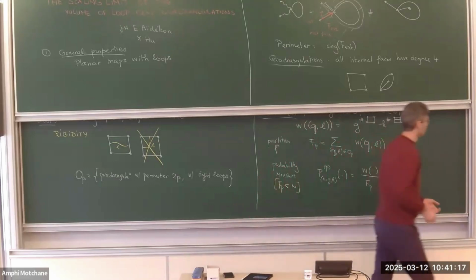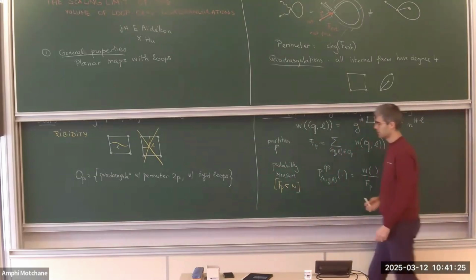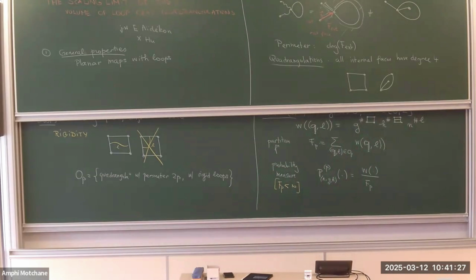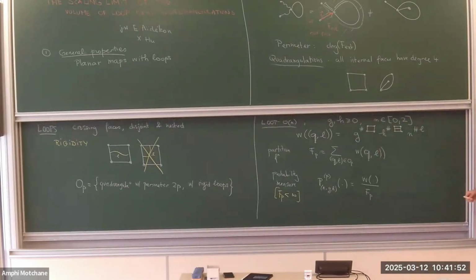Okay. So the first important thing to look at is whether this partition function is finite or infinite, if we want to define a probability measure. And so there's a work of Borot that classifies the behavior of this partition function according to the regions of g, h, and n that you're looking at.